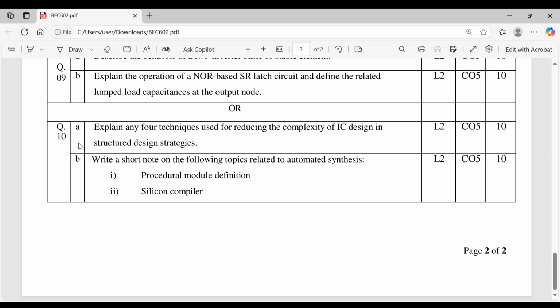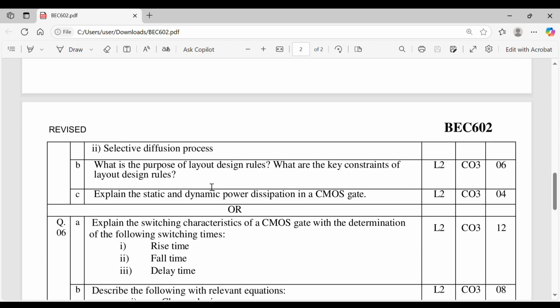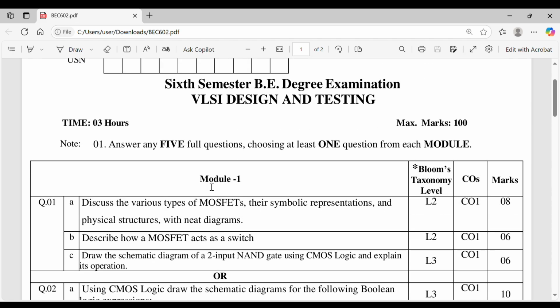In 10A, explain any 4 techniques used for reducing the complexity of IC design in structured design strategies. 10B, they have given as write a short note on the following topics related to automated synthesis: procedural module definition, and the silicon compiler. So this is the model question paper of the VLSI design and testing.